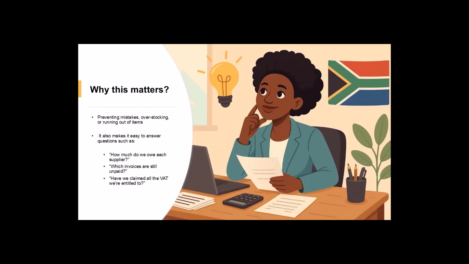Why this matters: preventing mistakes, overstocking, or running out of items. Accurate CJ and CAJ records keep the tuck shop's books reliable and its relationships with the suppliers strong. Think of it this way: if the tuck shop doesn't know exactly what it owes, it could accidentally pay the same supplier twice or forget to pay at all. Both mistakes can hurt the business's reputation and cash flow. Good record keeping protects against these risks.